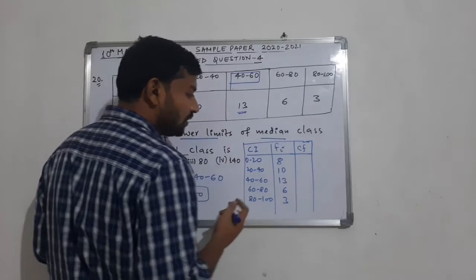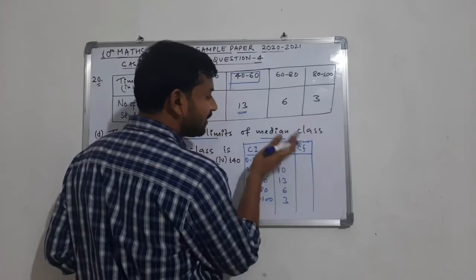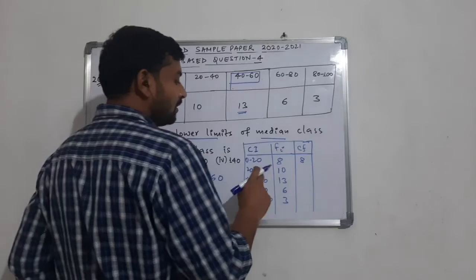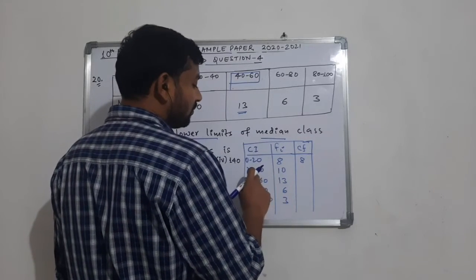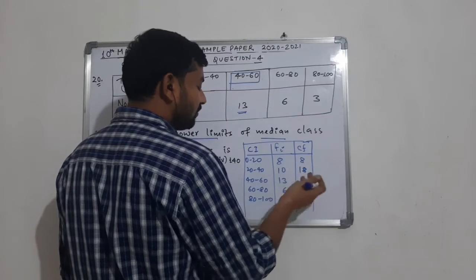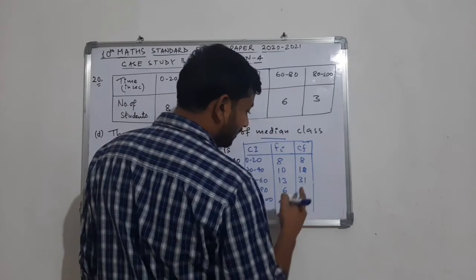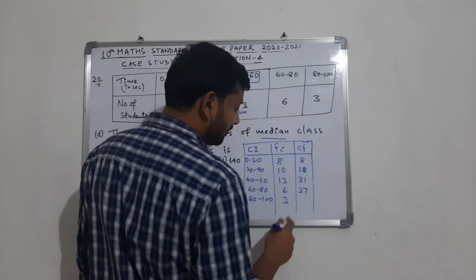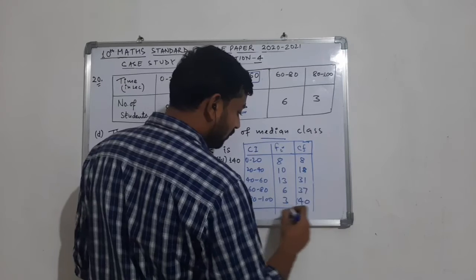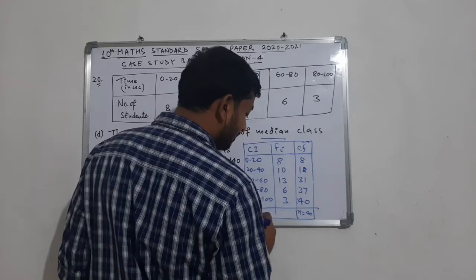So how to calculate the cumulative frequency? We'll be adding the continuous frequencies. Like for the first, we do not have any class before this, so the cumulative frequency will be 8. Then the cumulative frequency for class 20 to 40 will be 8 plus 10, that is 18. Then for the next class it will be 18 plus 13, which is 31. Then 31 plus 6, that is 37. Then 37 plus 3, that is 40. So the sum of all frequencies is coming out n, that is 40 here, in the last interval.